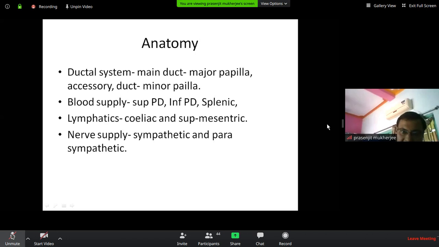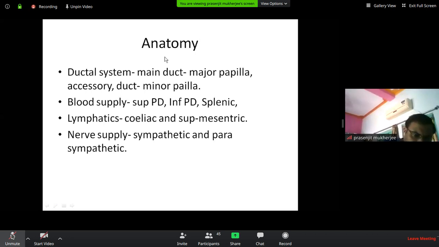It gets blood supply from the superior pancreaticoduodenal artery, which is a branch of the celiac axis, and also from the inferior pancreaticoduodenal artery, which is a branch of the superior mesenteric artery. Okay. Now the same applies for lymphatics. Lymphatic drainage is mostly to the celiac and superior mesenteric groups of lymph nodes. The upper part drains into the celiac group, and the lower part drains into the superior mesenteric group. Ultimately, both reach the paraaortic group of lymph nodes.